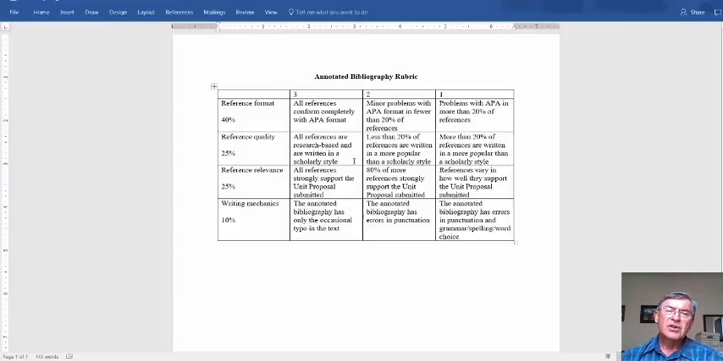Reference quality. All references are research-based and are written in a scholarly style. I don't want to see somebody's blog, because who's the person who's done the blog.